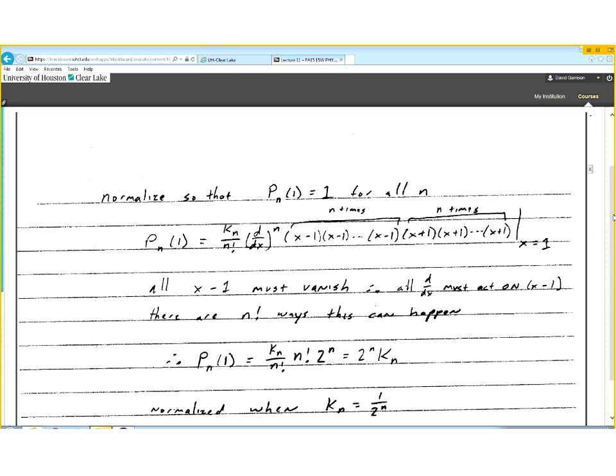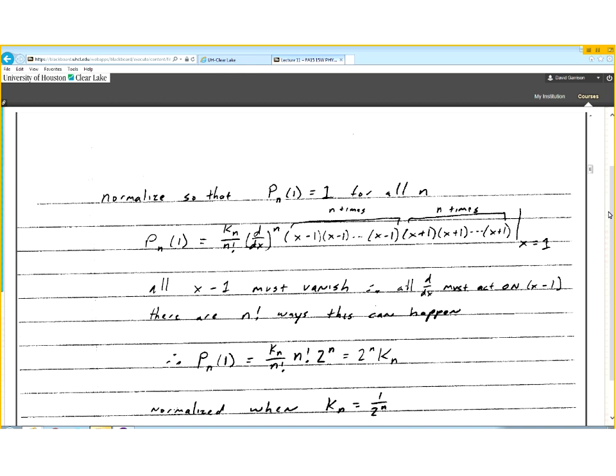Or some combination of the two. But what happens is, if you take derivatives of all the (x minus 1) terms, then you're just left with 1 when the derivative is eliminated. And then you just have (x plus 1), (x plus 1), (x plus 1) all multiplied together. Set x equal to 1, and you've got 2 times 2 times 2, so that's 2 to the nth power. To normalize this, there are n factorial different ways you can end up getting this 2 to the nth power. So you can apply the derivative, set x equal to 1, and get this term, where the n factorials cancel out, and you just have 2 to the n times k_n. And you can normalize it where you take k_n equal to 1 over 2 to the n.